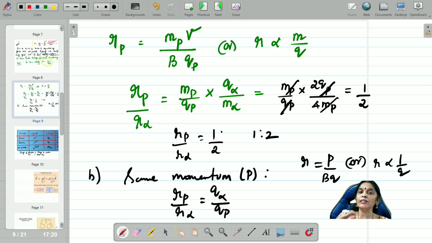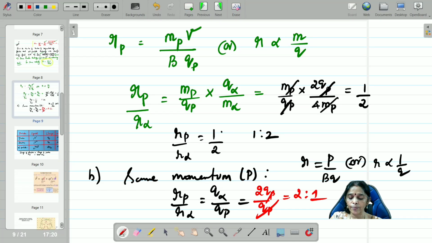Why am I writing like this, children? Because inversely proportional, that's it. So that is equal to Q alpha, which is nothing but 2Q proton, by Q proton. Gets cancelled, therefore 2:1, children. That is all. Same momentum. Same way you do it for the kinetic energy case as well as accelerating potential. So hope you understand, children. Can we go to the next?